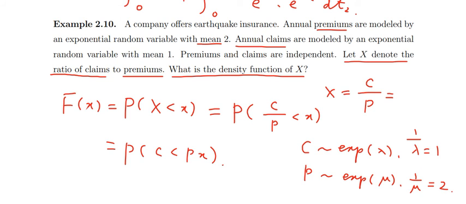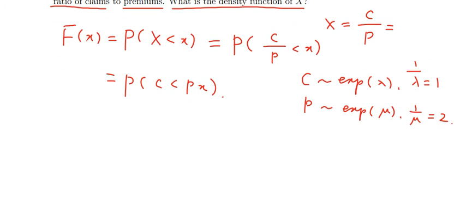So we need to find this probability. We don't like C or P, maybe we prefer to use X, Y. So let's put this as, here is C, just like X, and here is Y, which is P. So this is X less than PX.